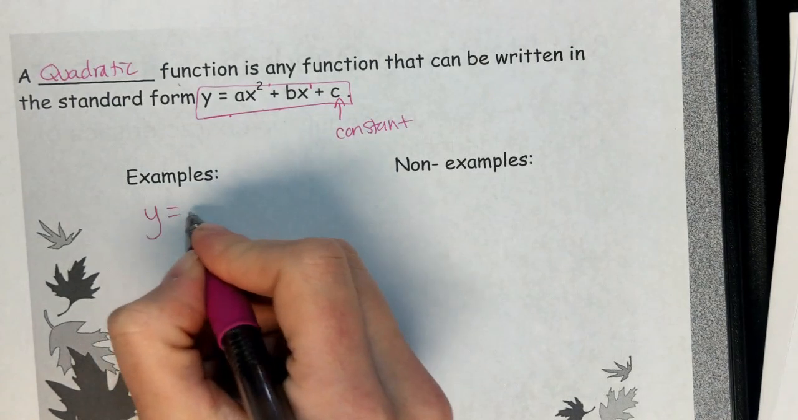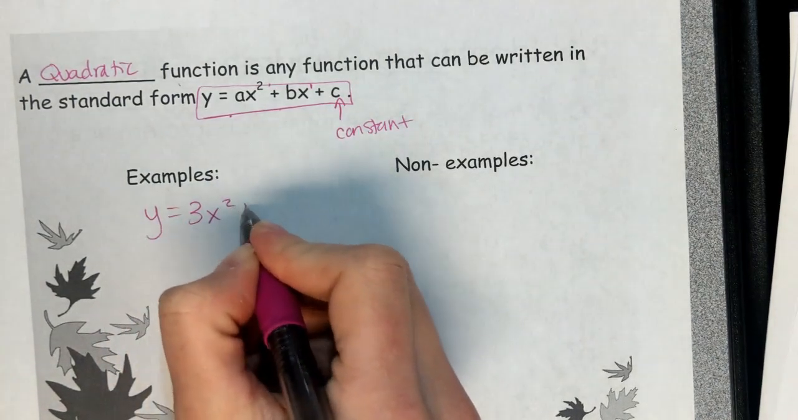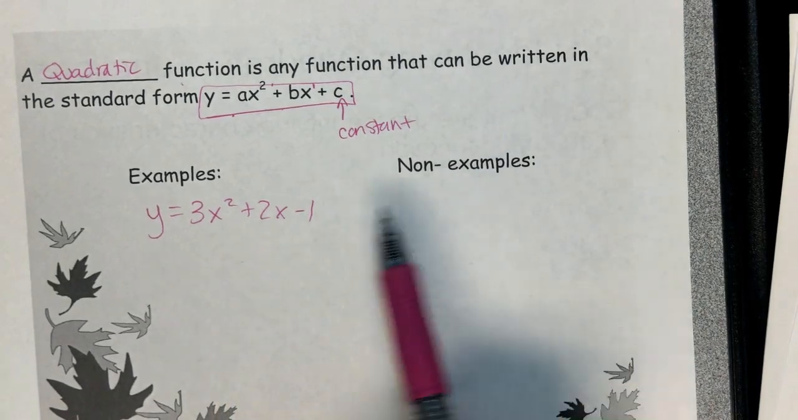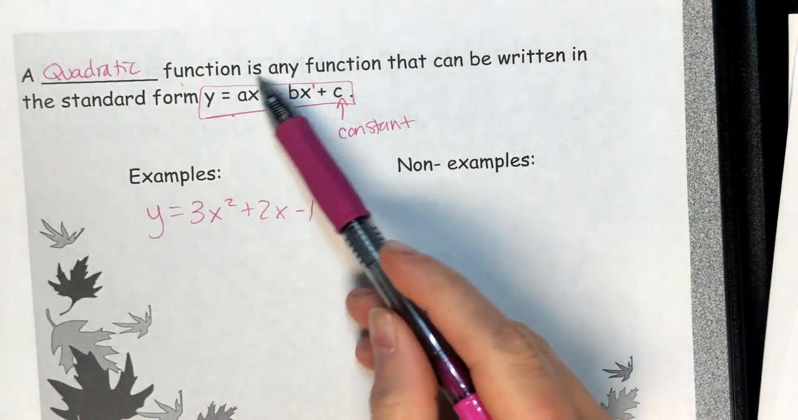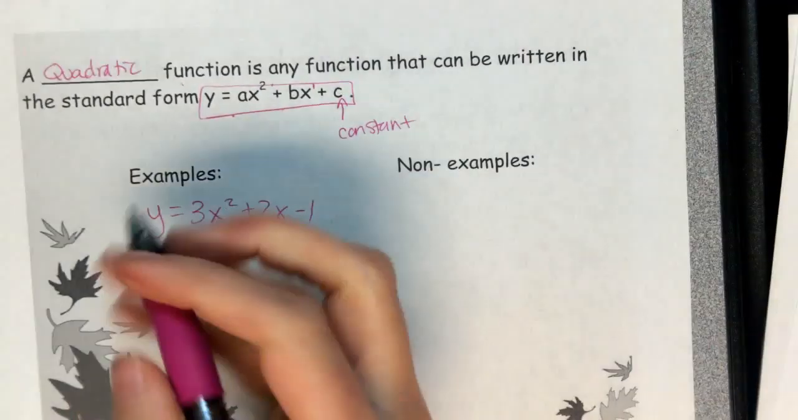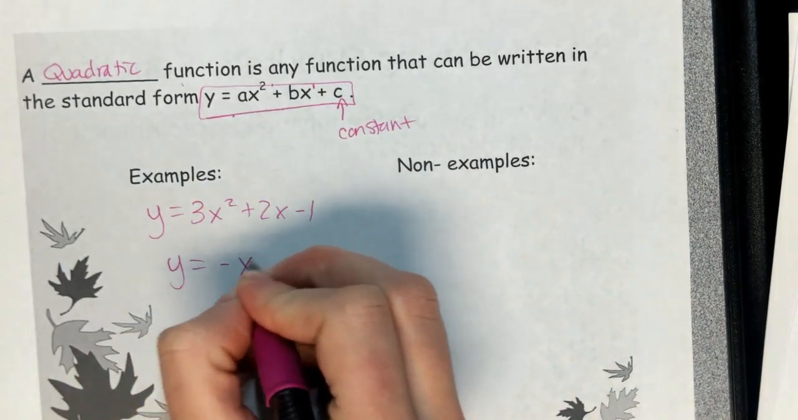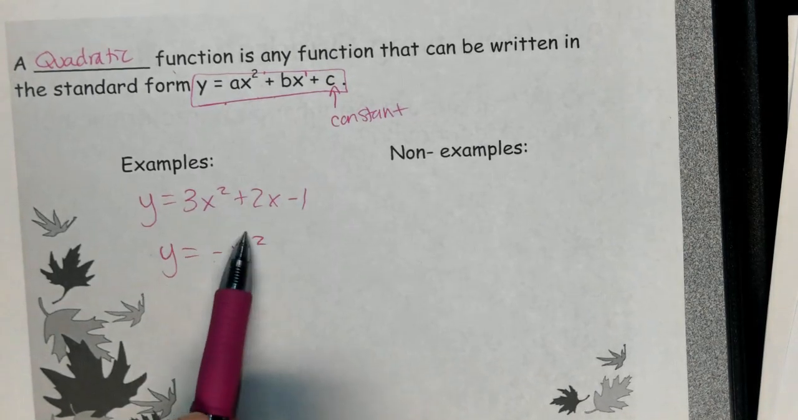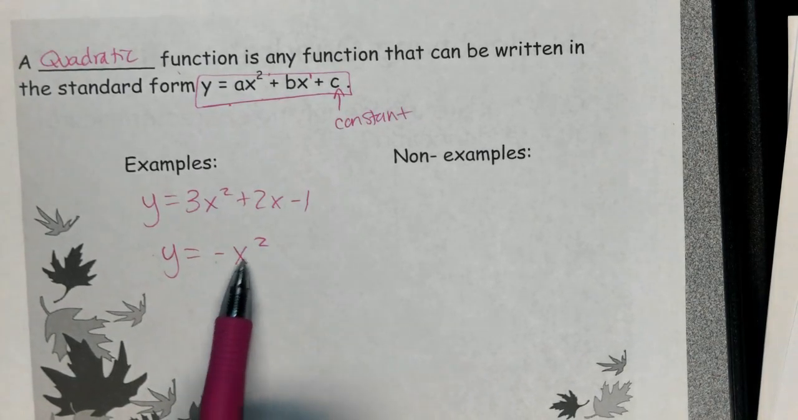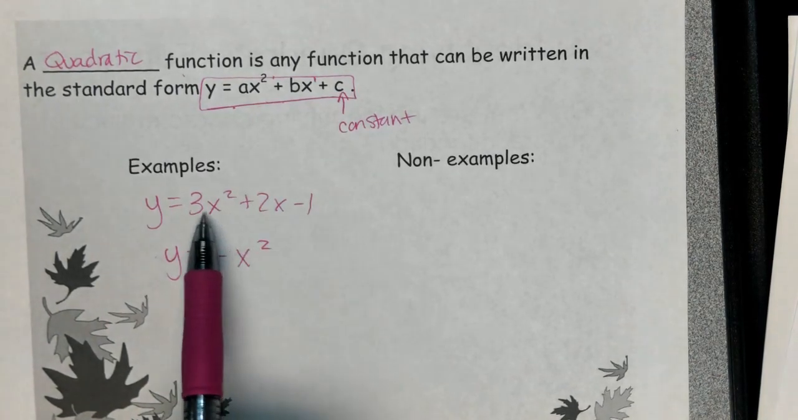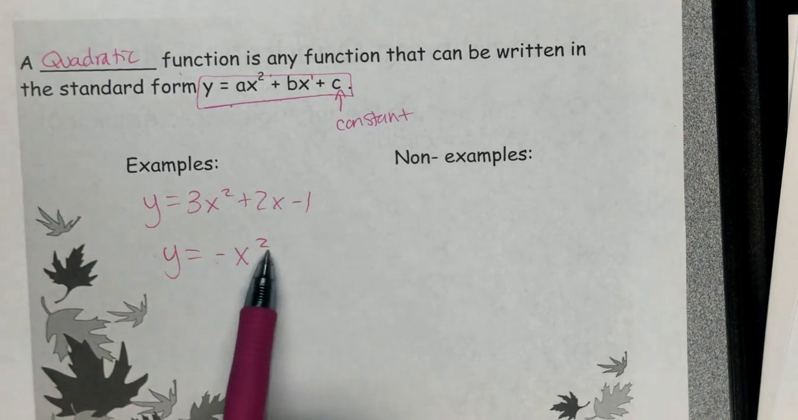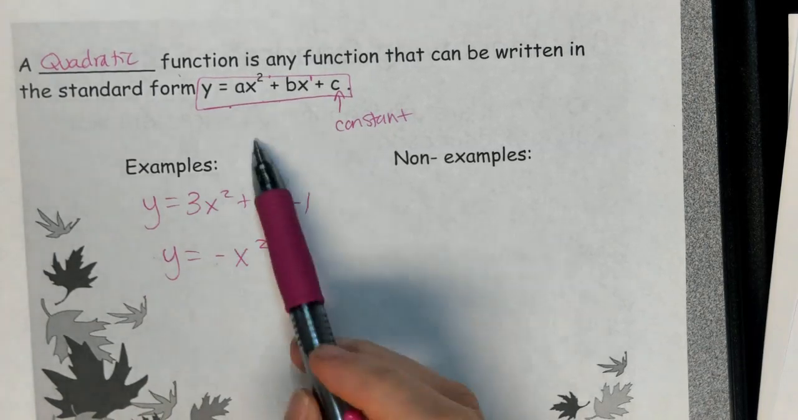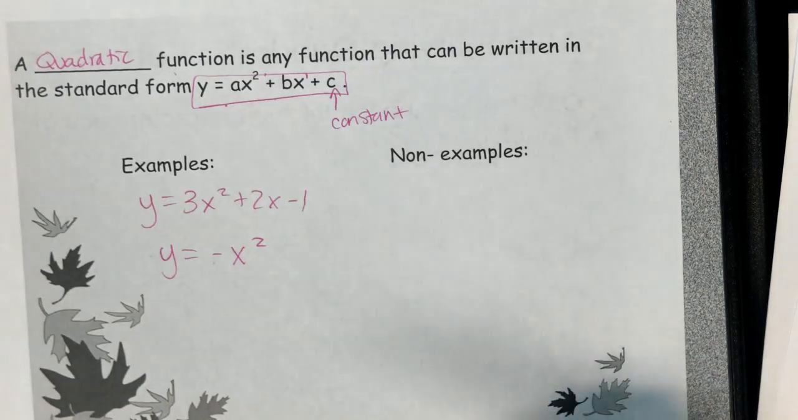So, y equals 3x squared plus 2x minus 1. That is quadratic because it meets the definition of having a highest degree of 2. Y equals negative x squared. Even something this simple, it's an example because it still, once again, meets the requirement of having a degree 2. Doesn't matter if a quadratic's a trinomial or a monomial or a binomial. It's all good, and it's going to be a quadratic if it has a power of 2.